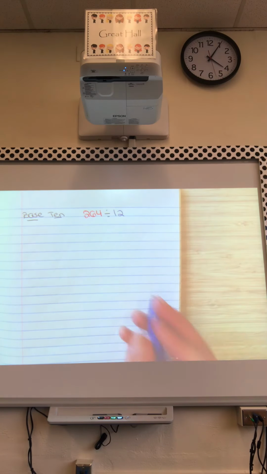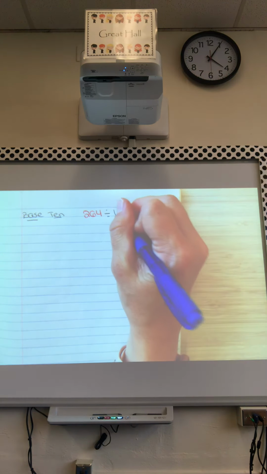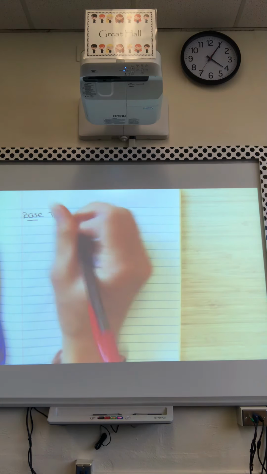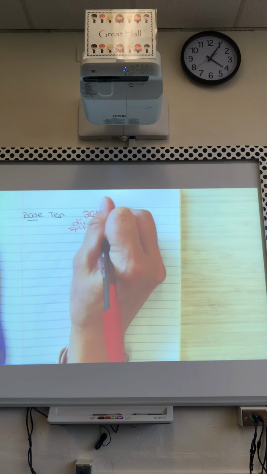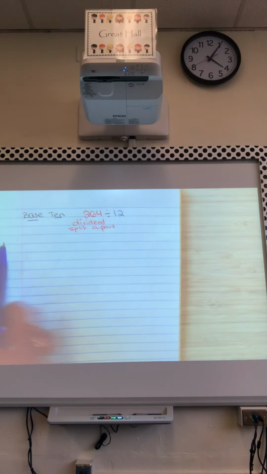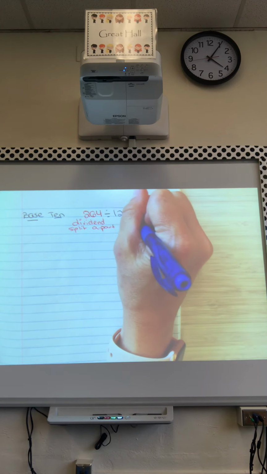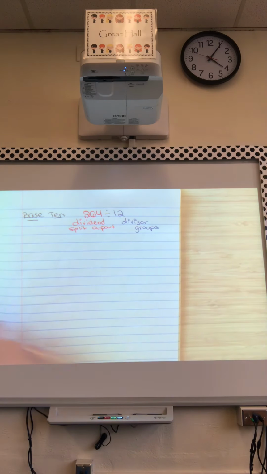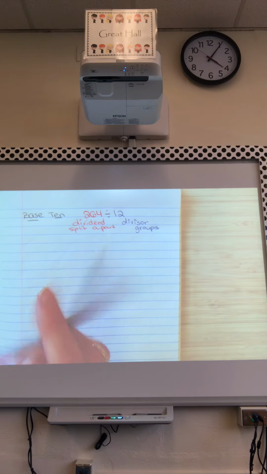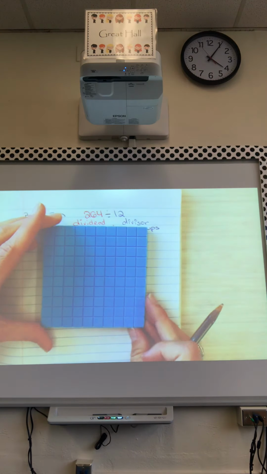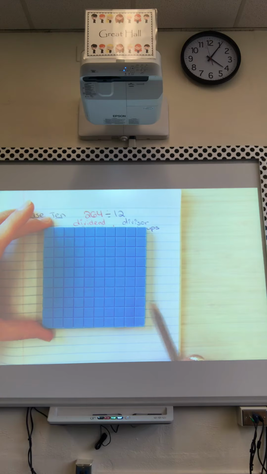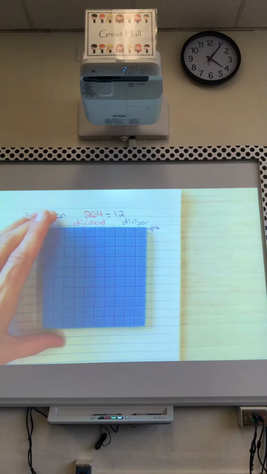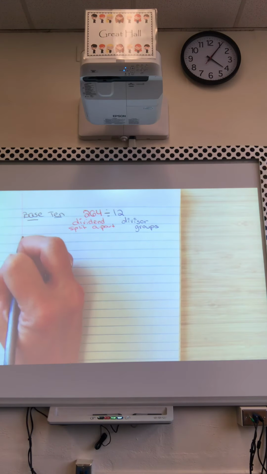And when you do this, all you need to do is take your dividend, and remember that you're splitting that up, so that you split apart your dividend. And then your divisor, that number is going to be your groups, how many groups you have. So if I look at this, I have a dividend of 264. Now this is what I'm going to be drawing out first, and this is going to represent my hundreds place value.